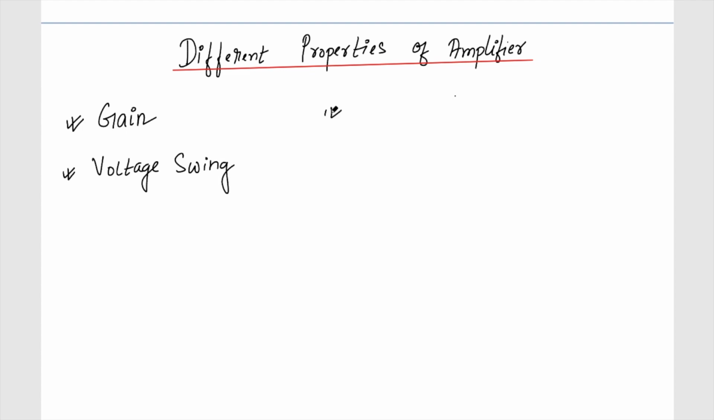And of course, we have the input and output impedance of the amplifier. These are also important properties that we need to discuss. The input and output impedance play a very important role, especially when we want to drive a particular load, or if the input resistance of the source is small or large. The input and output impedance of the amplifier affects that. Finally, we will be discussing the bandwidth of the amplifier.